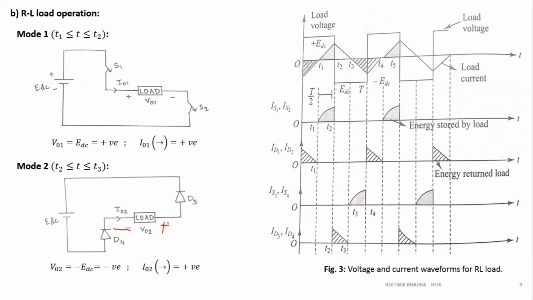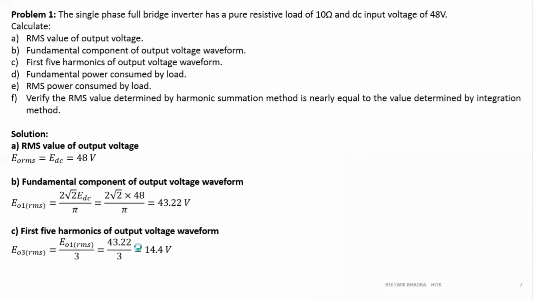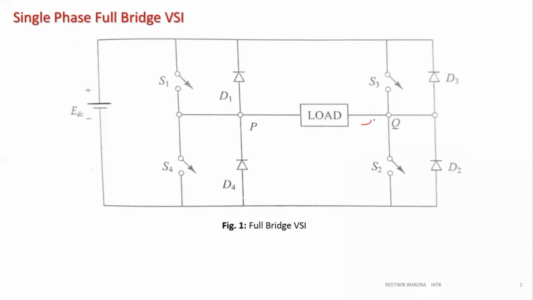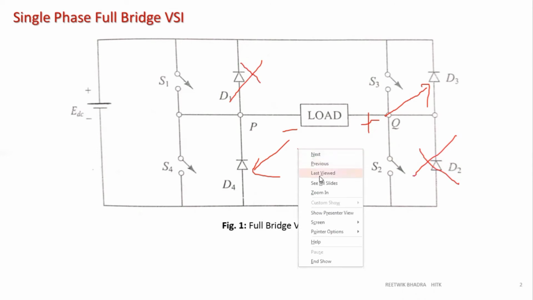Now this plus is connected to diode D3, and this minus is connected to D4. If you go to this figure, the load side has become plus and this side has become minus. So this plus will automatically turn on D3, and this minus will automatically turn on D4. Obviously the other two diodes will be off. So always, if it is charging through S1 and S2, it will discharge through D3 and D4.